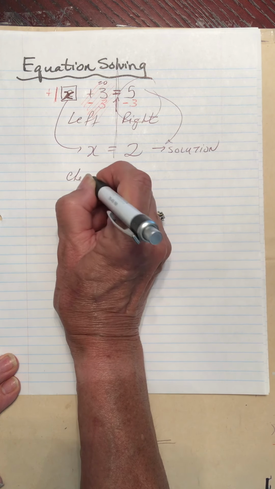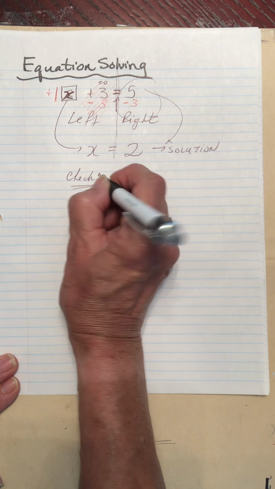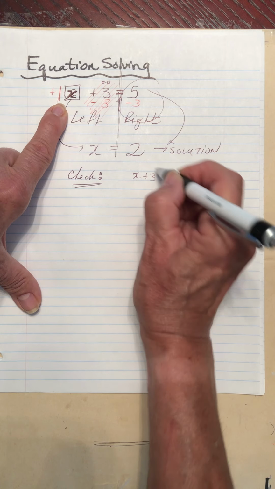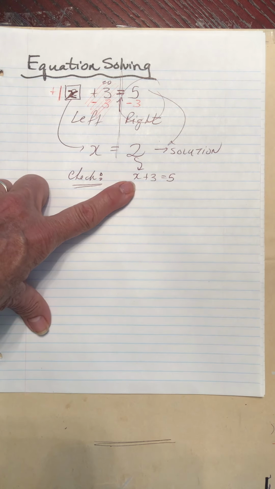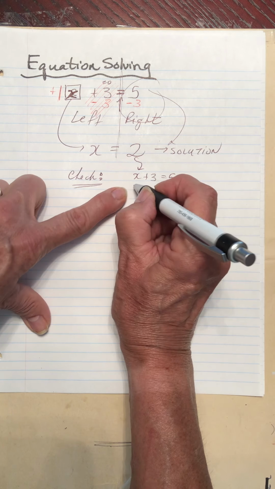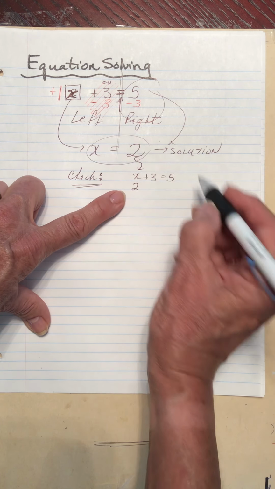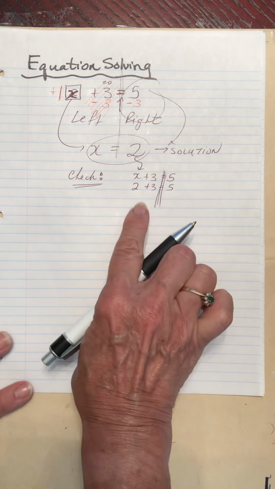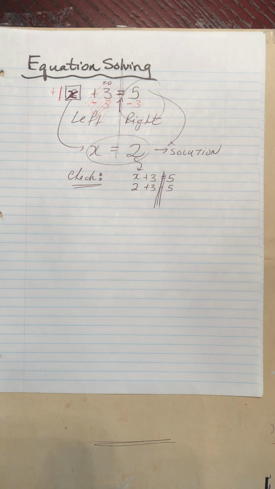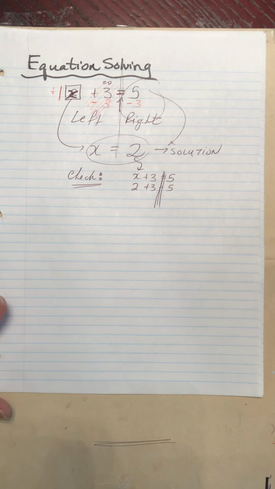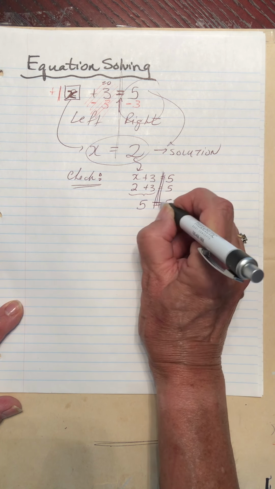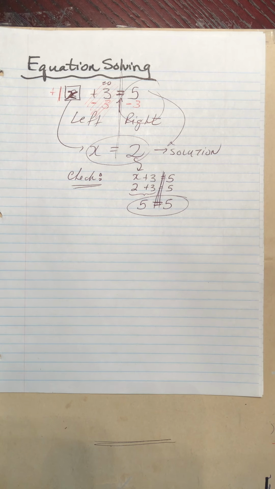It's a really good idea anytime you're equation solving to check your work. That means you write down what you were given, you take your answer, and you put it in for the letter, for the variable. So I'm going to put a 2 in there because I think the solution is 2. And then the check is, what does the left-hand side equal? What does the right-hand side equal? And as long as they're the same, then you really did find the correct solution. So 2 plus 3 is 5. This side is 5. So would you argue with that statement? 5 equals 5?